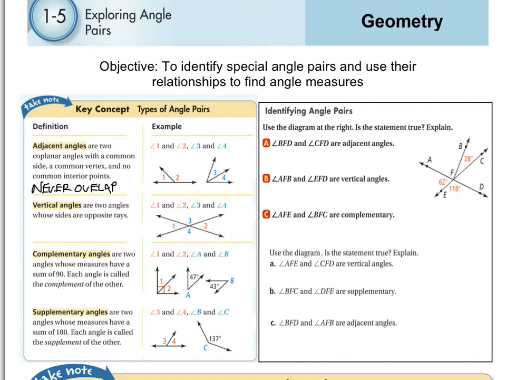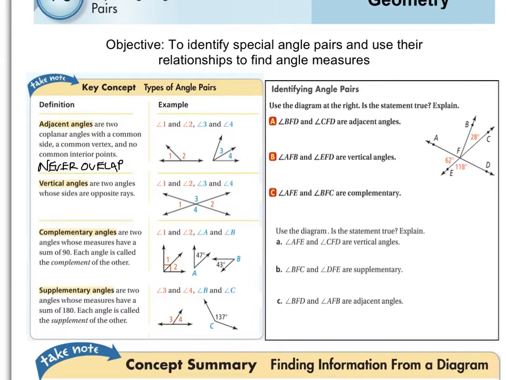Vertical angles are 2 angles whose sides are opposite rays. Essentially, vertical angles happen when 2 straight lines intersect, which you can see from the picture. So vertical angles, angle 1 and angle 2 are vertical. There's a straight line right here, and there's a straight line right here. Okay, they've intersected each other. Angles 3 and 4 are vertical angles.